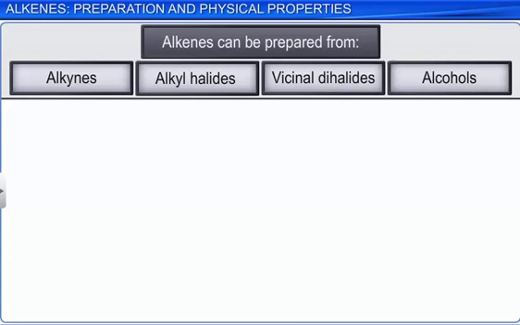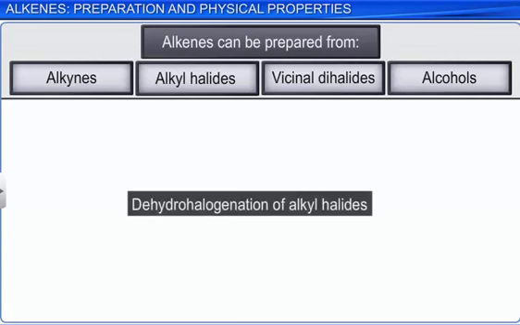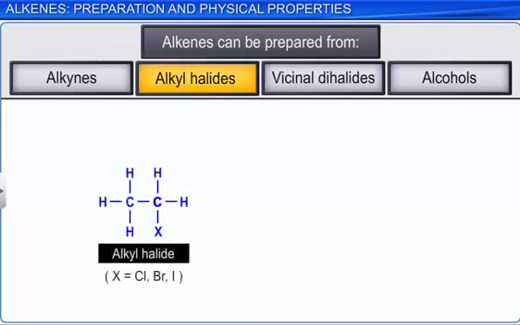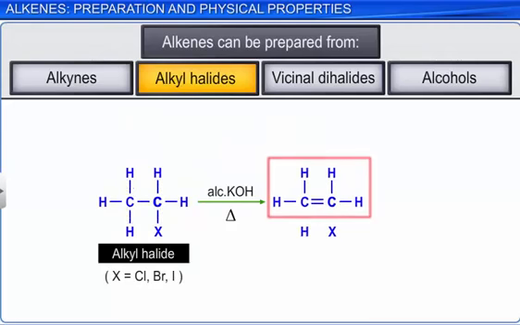Alkenes can also be obtained from dehydrohalogenation of alkyl halides. When an alkyl halide is heated in presence of alcoholic potash, it gives an alkene and one molecule of halogen acid is eliminated in the reaction. The hydrogen atom for the halogen acid is obtained from the carbon atom adjacent to the carbon atom attached to the halogen atom.